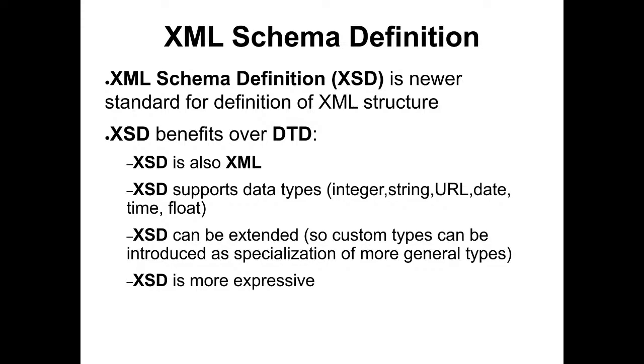Maybe the most interesting, as I already mentioned, is the XSD schema. It's a newer standard for definition of XML structure, and it's also an XML document itself, as I mentioned. That's why it's easy to read, to deal with, and to understand. And it supports some data types like integer, string, URL, date, time, and float.